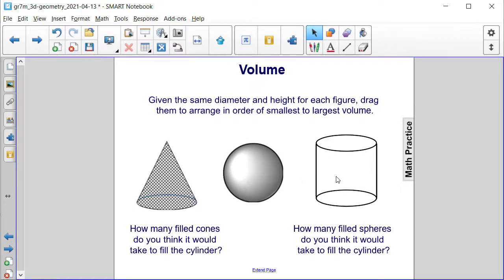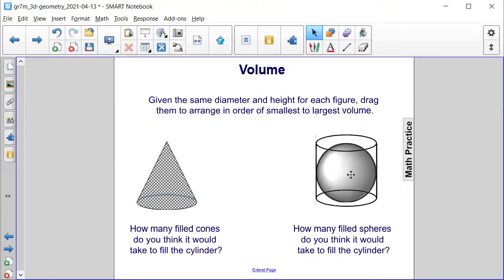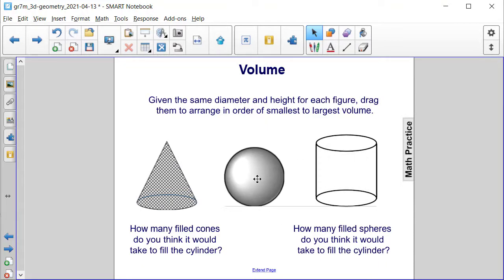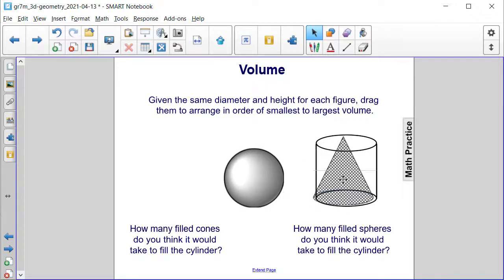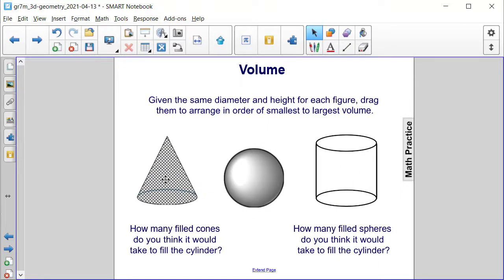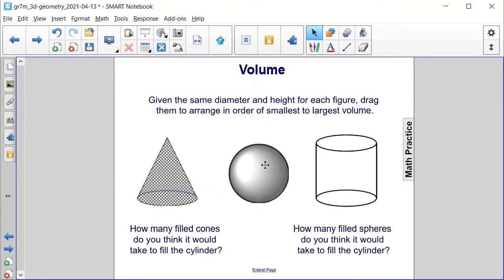and then rearrange them this way, it kind of looks correct in terms of smallest to largest, because this sphere doesn't have as much extra white space around it as this cone does. Notice there's a lot of extra white space going on when you put the cone inside of the cylinder. So it seems as though this is definitely the order from smallest to largest, where the cylinder is the greatest.